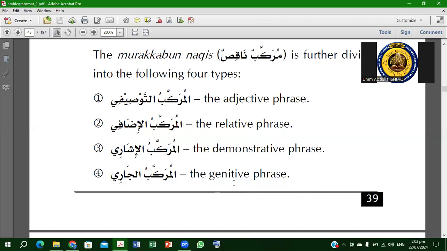There will be a harf jar. We have studied harf of jar. There are a total of 11 harf of jar. A harf of jar will come and then the next noun will be there, and the noun will be in halate jar. So this is called a genitive phrase, murakkabe jari, right?